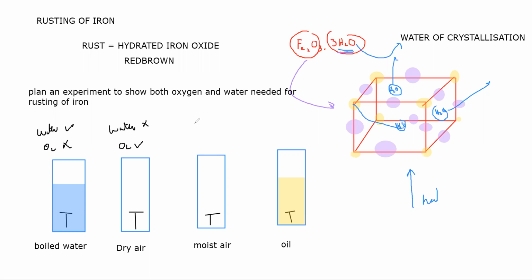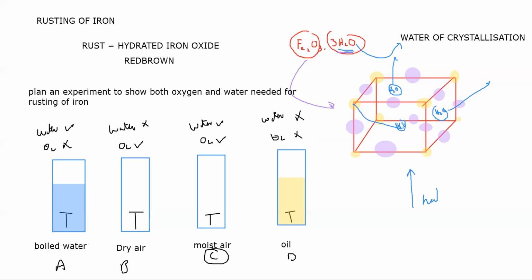This one is moist air, so it contains water because of the moisture, and because it's air, it contains oxygen as an active component. This is oil, so there is no water inside. Water vapors are not there, and oil does not have dissolved oxygen, so there is no oxygen as well. If you leave this apparatus for 15 days, which will rust after 15 days? The moist air. The container which is filled with moist air will rust after 15 days.